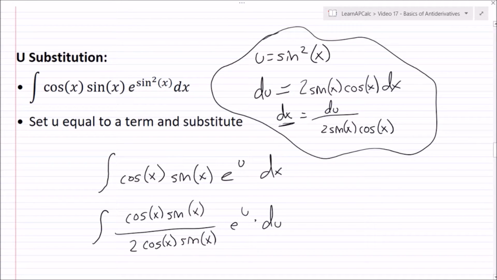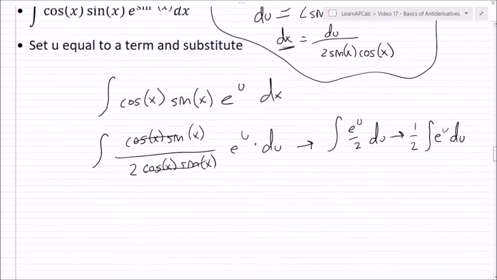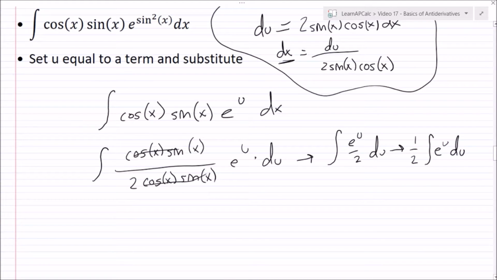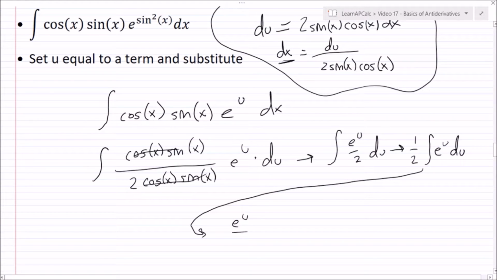So I'm plugging in this equation here in for dx, and this is going to cancel out. And so we're left with the integral of e to the u over 2 du. Now, a great thing about integrals is you can pull out constants. So this is equal to this. And the integral of e to the u du is just e to the u. So this becomes e to the u over 2 plus c.